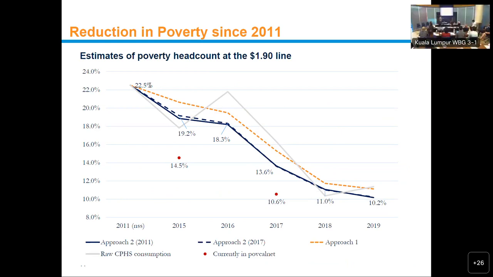As a preview of the results already: the orange dotted line is approach one, where we completely ignore the survey data that was collected by this private firm. And approach two is where we estimate the relationship between the two consumption measures and employ this method upon the estimated identified parameters. Qualitatively, it gives us similar results.